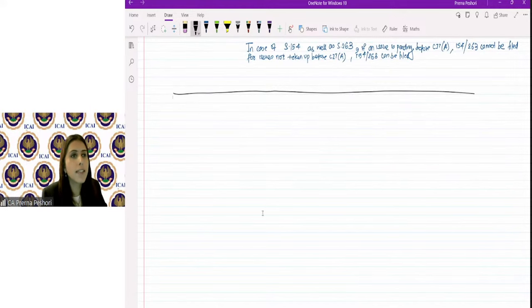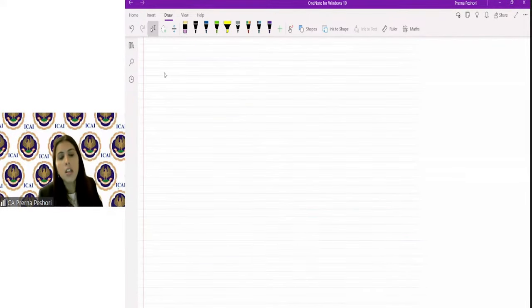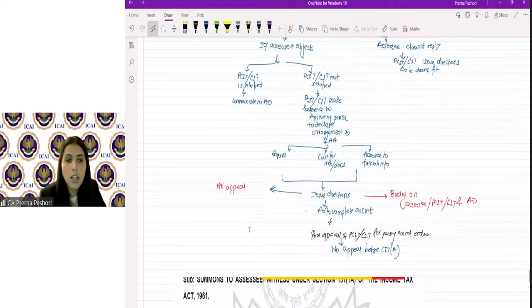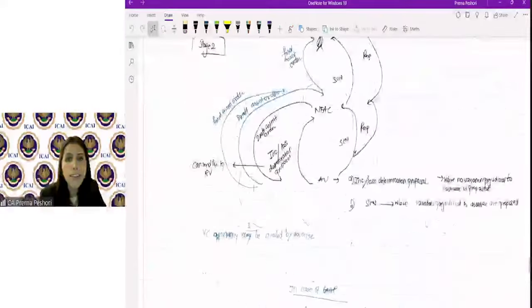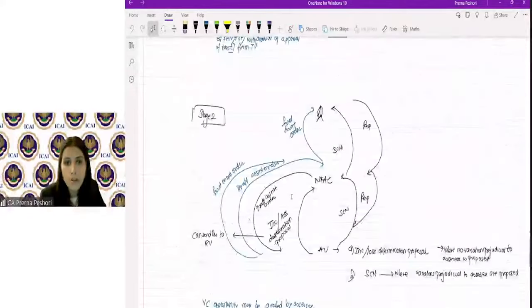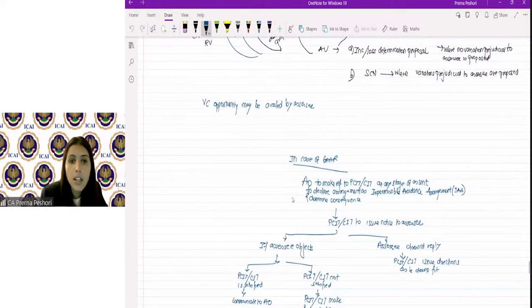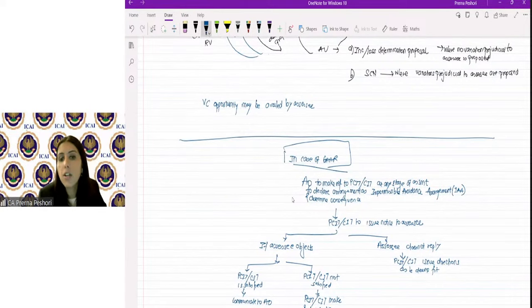If you go back to your assessment notes, the assessment procedure, you will remember I told you that in the case of GAR also, the assessment operates in a different manner. We understood that the reference is made to the PCCIT or CIT at any stage of the proceedings where the GAR has to be involved.